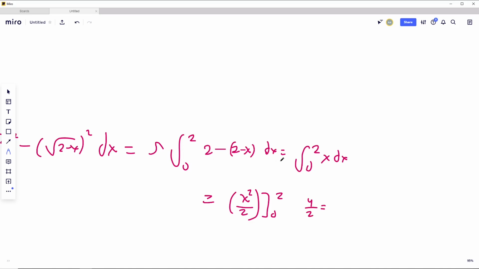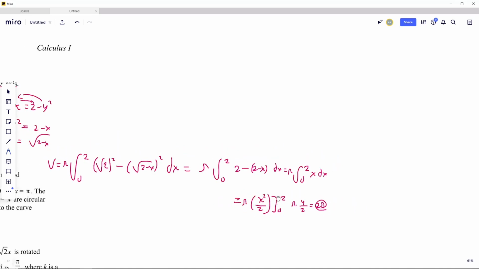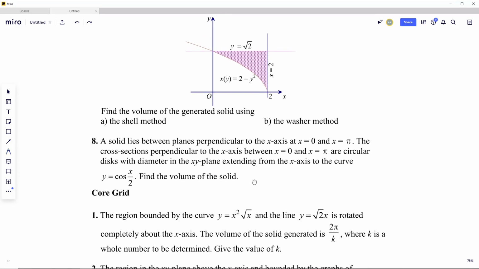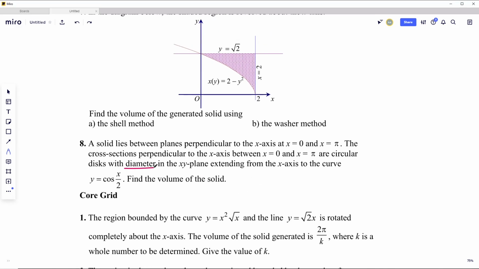Oh, there's a pi, of course. I was like, wait, where did the pi go? And there's a pi. That's gonna give you 2 pi. And of course, we just proved same answer, same thing. It's correct. Okay, so for number 8, they're asking for diameters, perpendicular planes, circular discs.